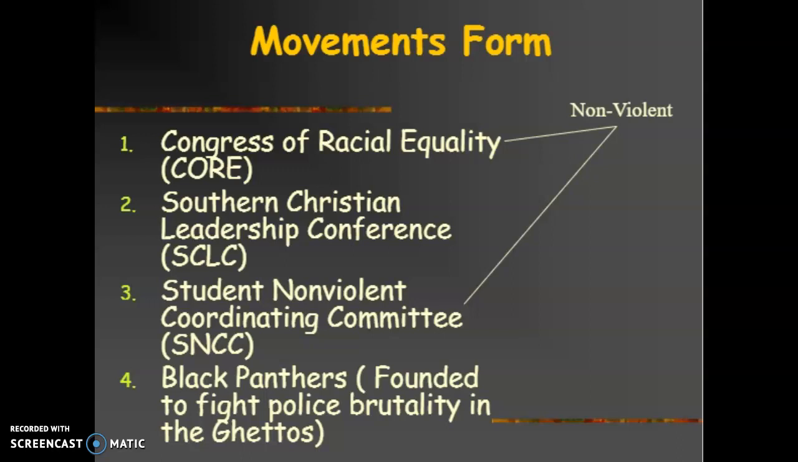So some different movements are going to form. We have these 4 different movements. Some are what we call nonviolent, and some are violent. The Congress of Racial Equality, or CORE, and the Student Nonviolent Coordinating Committee were both civil rights movements that were considered nonviolent. They did protests and sit-ins and different things like that, but they didn't get involved in violence. A couple of other ones: the Southern Christian Leadership Conference was also nonviolent. And then you had the Black Panthers.